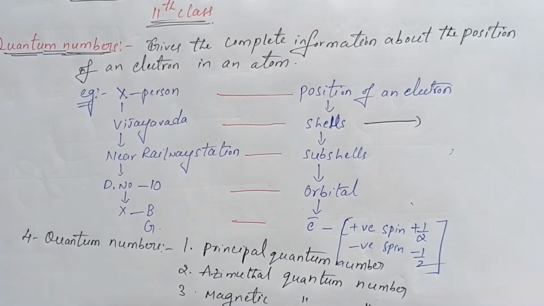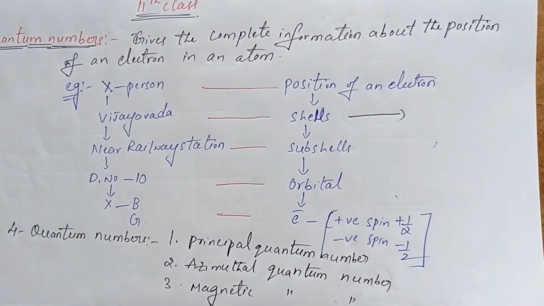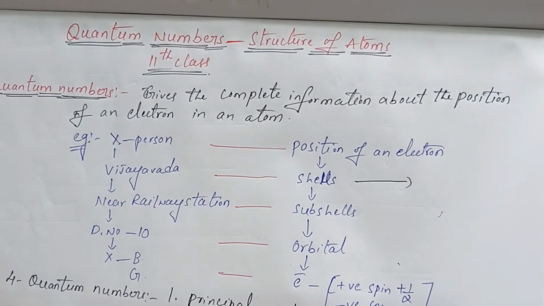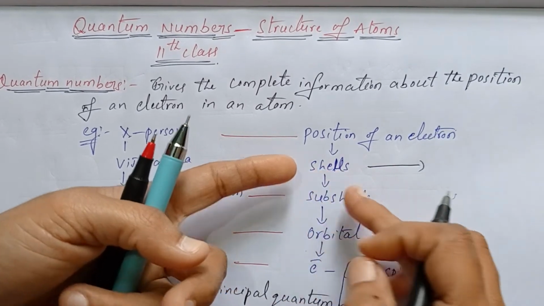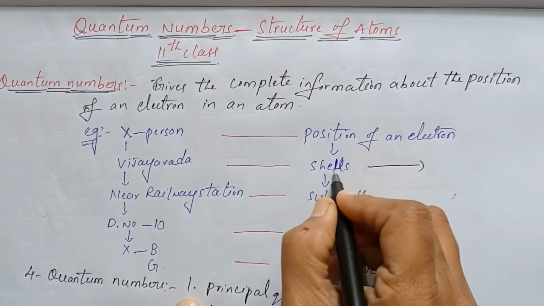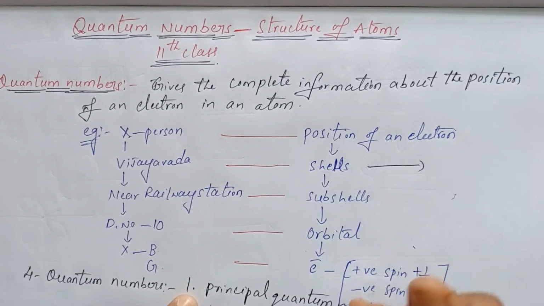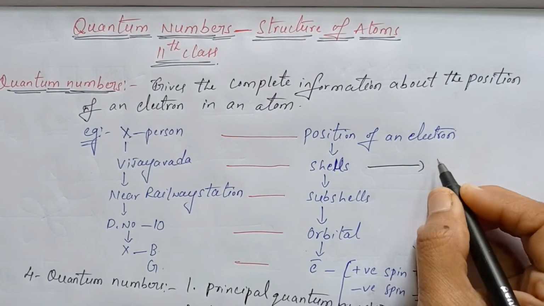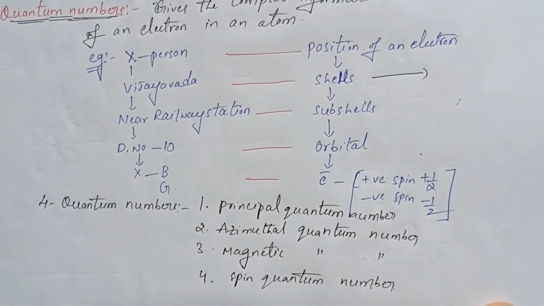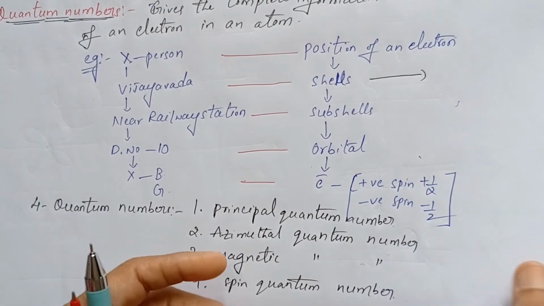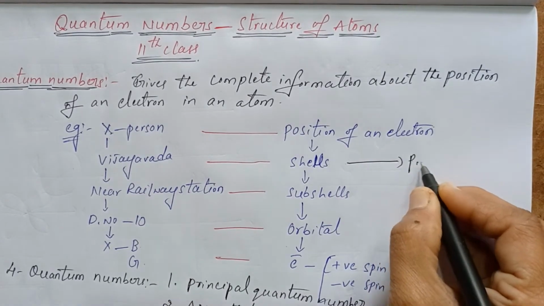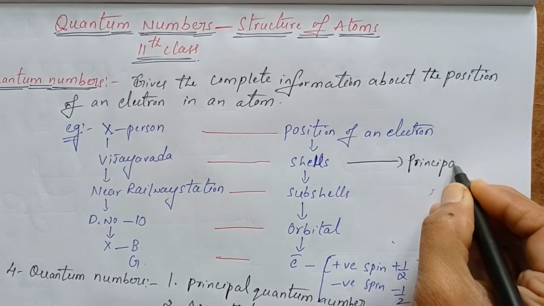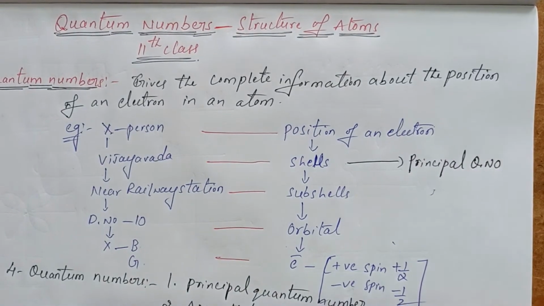Now see, students, these quantum numbers, first one is which one? Principal quantum number. Now here I told you shells, subshells, orbitals, electrons. So principal quantum number indicates the shells. That means principal quantum number gives the information about the shells, students. Principal quantum number is discussing about the shell. Are you clear?